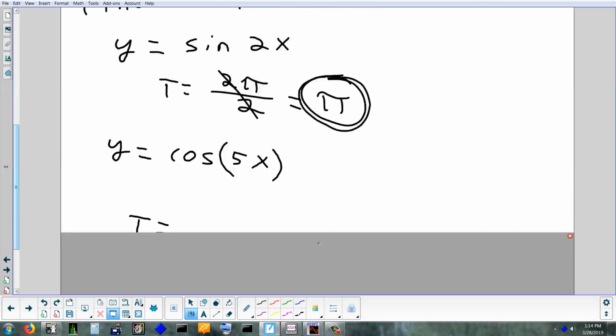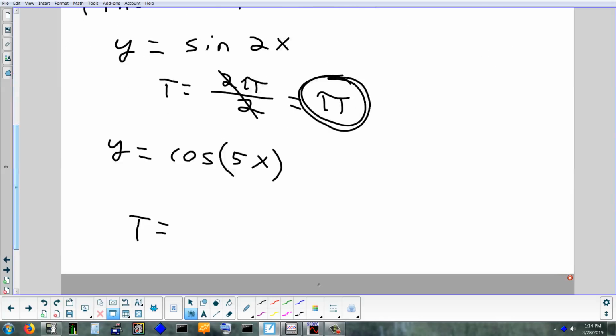All right, how about cosine 5x? Set up your fraction. What always goes in the top? 2 pi. And what goes in the bottom this time? 5. So what you've done this time is you've actually taken 2 pi and compressed it by a factor of 5. Basically, it's going to be compressed 5 times as much.